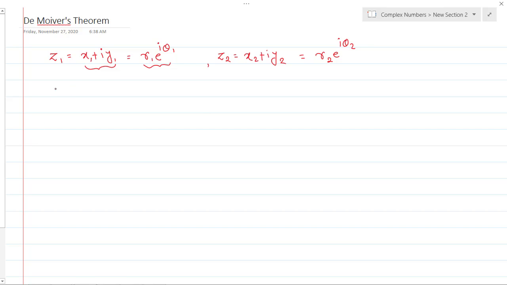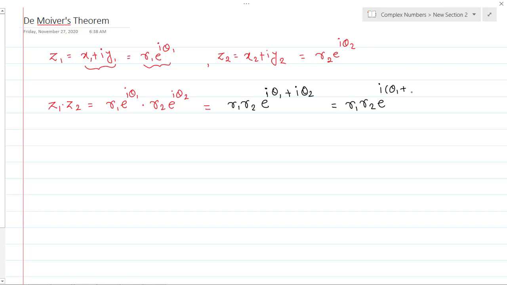So if I want to find out z1 into z2, this will be simply r1 e raised to i theta 1 into r2 e raised to i theta 2. Here r1 and r2 are constants, so let's take r1 r2 out. The base is the same in both, e raised to i theta 1 plus i theta 2, so this can also be written as r1 r2 e raised to i (theta 1 plus theta 2).